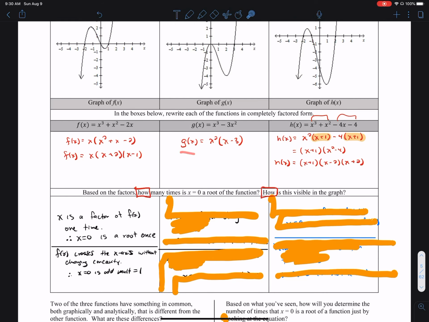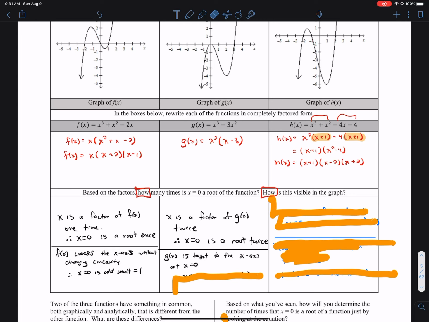Looking at g of x, how many times is x equals 0 a factor, or how many times is x equals 0 a root? X is a factor of g of x twice, because it is x squared. Therefore, x equals 0 is a root twice. Graphically, g of x is tangent to the x-axis at x equals 0. Therefore, x equals 0 has to be even multiplicity, at least 2. That's just looking at the graph. We know it's actually 2 by looking at the exponent.